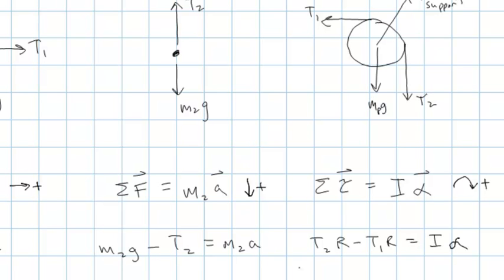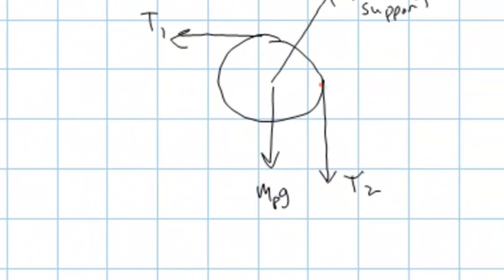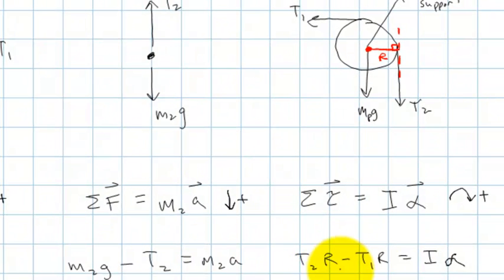Tension times the radius gives us the torque produced by that force, because we're looking for the lever arm. I'm going to draw it in red. The lever arm is the perpendicular distance. You extend the line of force and you look for that perpendicular distance to the axis of rotation, and that's the lever arm. In this case, it's just the radius of the pulley. Force times lever arm is the torque caused by T2. Force times lever arm is the torque caused by T1. And we add them up.